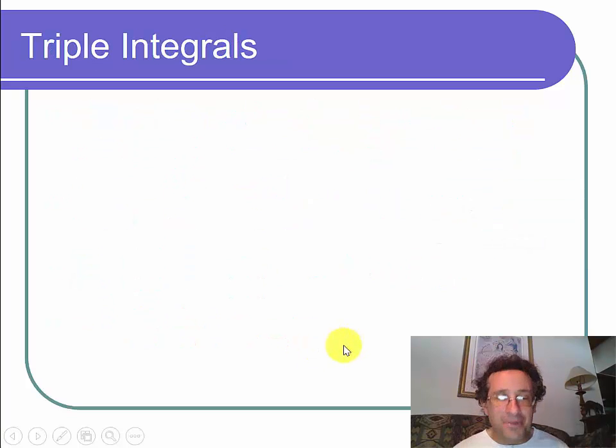So now let's move up a dimension to triple integrals. The good news is it carries forward very nicely.